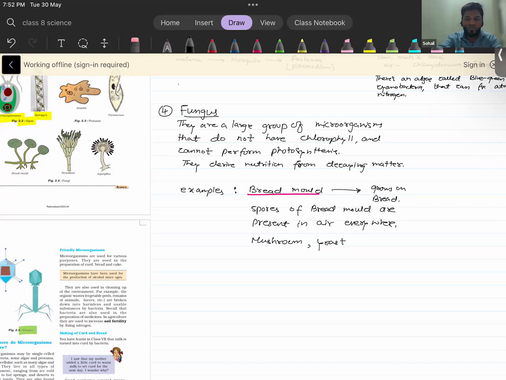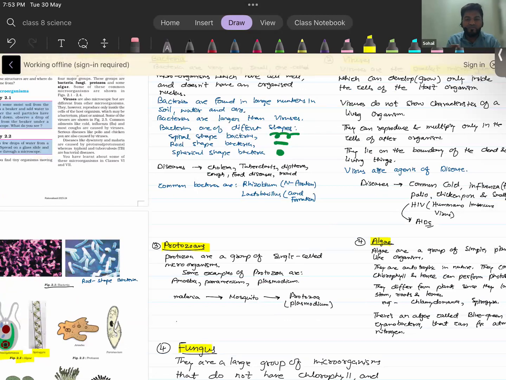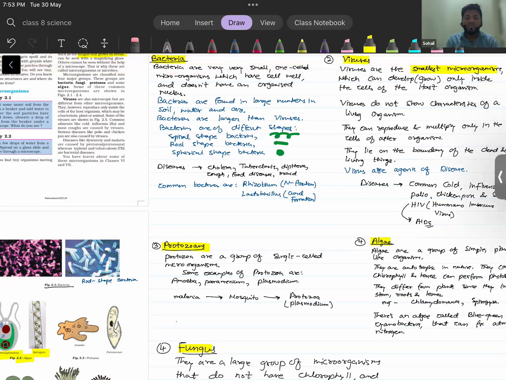Now we have basically covered all the different types of microorganisms: bacteria, fungi, algae, protozoa, and viruses. Now the next question comes to you. The very simple question is, where do these microorganisms live? Everyone has got a habitat. What are the habitats of microorganisms? Where do they live? Any answer?